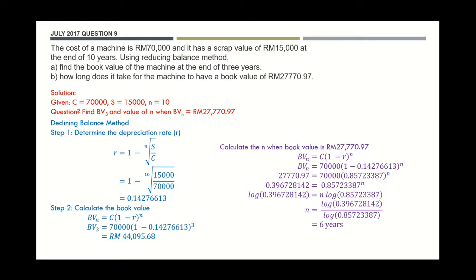So this means that in order for the book value to become 27,770 ringgit and 97 cent, it will take 6 years. Okay, the duration it takes to become that particular value is around 6 years. So that answers the question of how long it takes. The answer is it will take about 6 years for the machine to have a book value of RM27,770 ringgit and 97 cent.